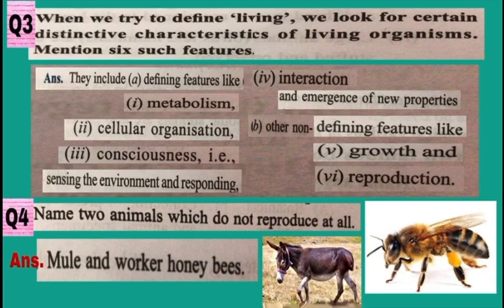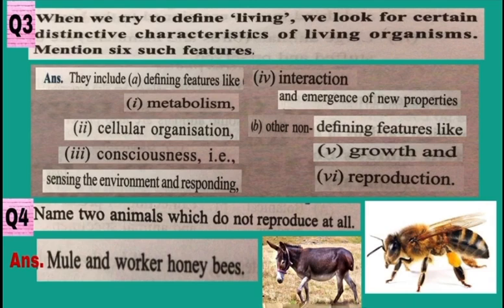Second, cellular organization of body, meaning cells are the structural and functional unit of all living organisms. Third, consciousness. It means living organisms sense the environment and respond to it, or you can say they are aware of the environment. So it is also a defining feature of living organisms.